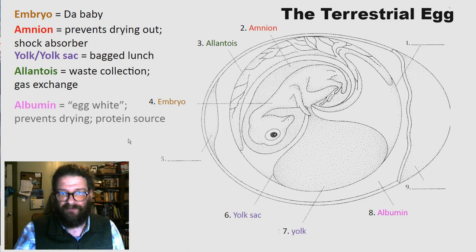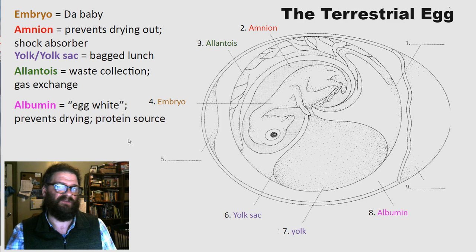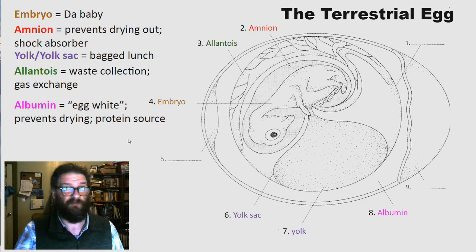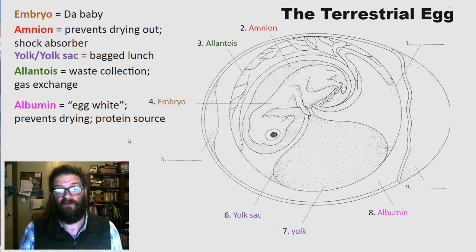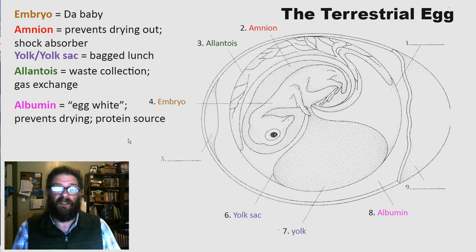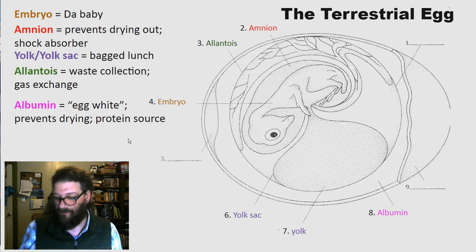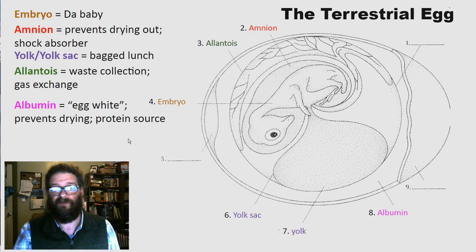Now, the albumin is the egg white itself. Albumin is actually a protein. There's a little bit of water in there as well. But the albumin is going to serve as the protein source for the developing embryo. It's also going to keep that baby from drying out as well.